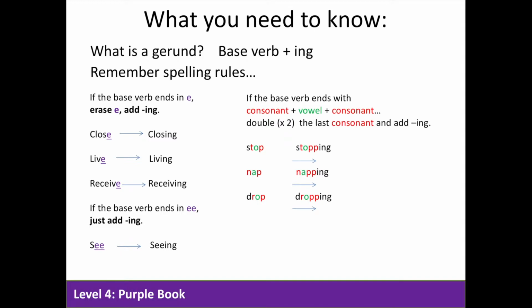So see becomes seeing. One last rule you'll need to keep in mind: if the base verb ends with a consonant-vowel-consonant spelling pattern, you'll need to double the last consonant and add ing to form the gerund. So verbs like stop become stopping, nap becomes napping, drop becomes dropping.